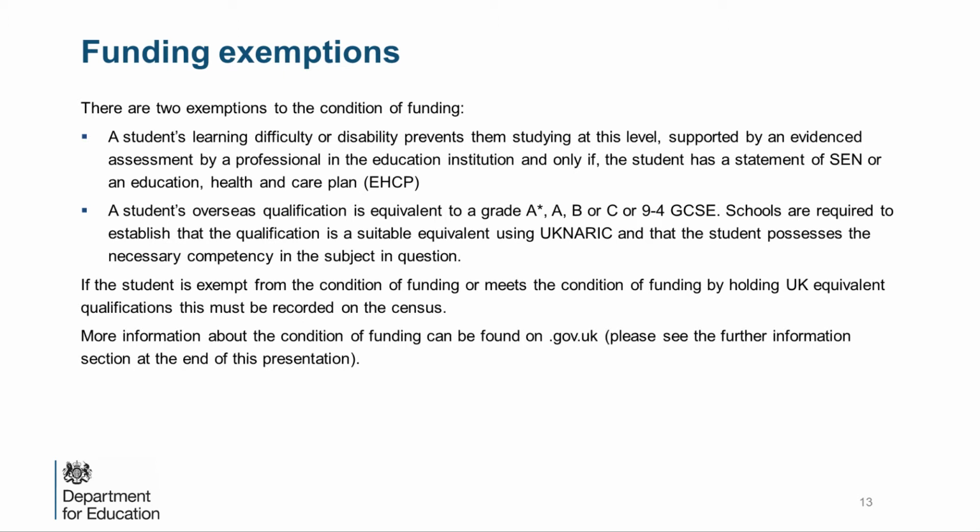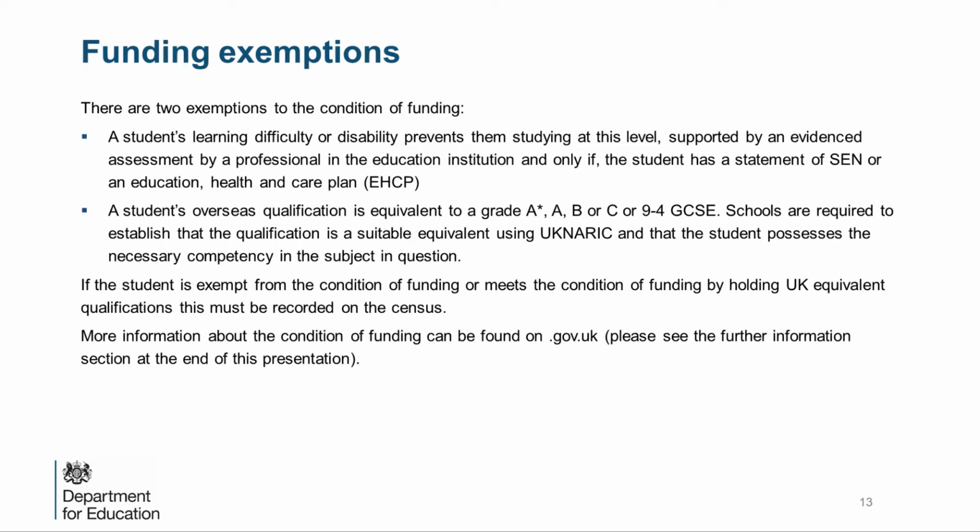There are a small number of students who are not able to take GCSE or a stepping stone qualification, for example those with multiple and complex needs. These students can be exempt from studying qualifications. Students who have studied in a country that does not provide GCSE are also potentially exempt from the condition of funding, where the overseas qualification they hold is equivalent to a GCSE Grade 4 or C. On the school census, schools must record in the exemption field if the student has a learning disability which prevents them from studying the qualification.